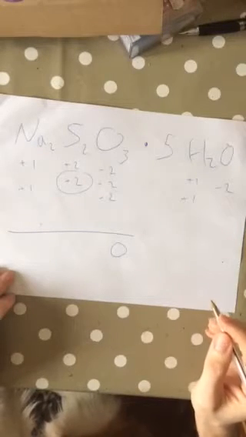That's just going through those rules. You know, oxygen's -2, hydrogen's +1, group 1's +1, group 2's +2. Fluorine's -1, an uncombined element is 0, and an ion is its charge. They're the rules to remember.